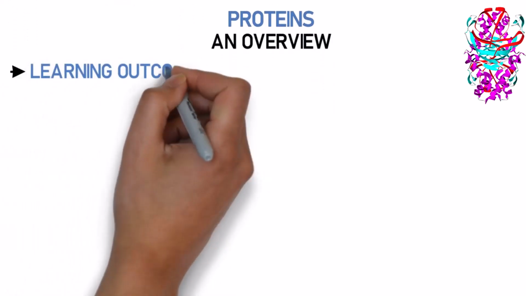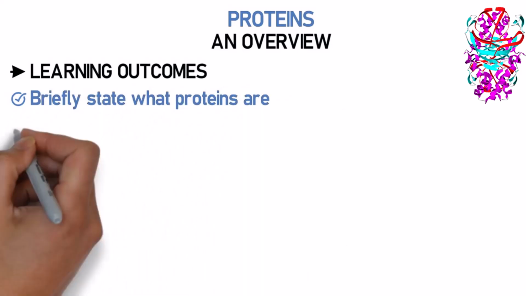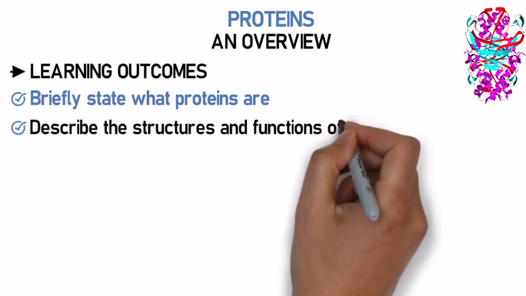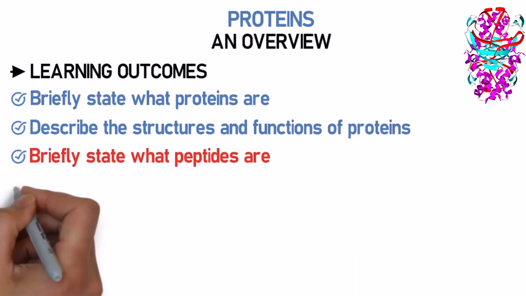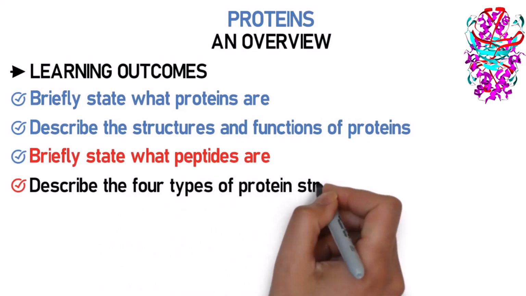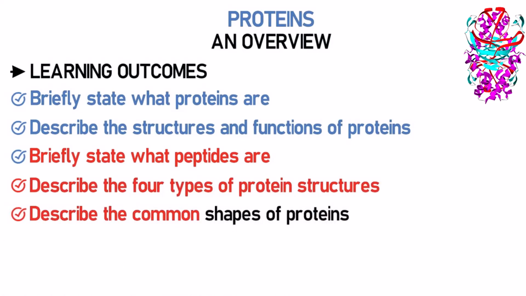The learning outcomes for this presentation are to: 1. Briefly state what proteins are. 2. Describe the structures and functions of proteins. 3. Briefly state what peptides are. 4. Describe the 4 types of protein structures. 5. Describe the common shapes of proteins.